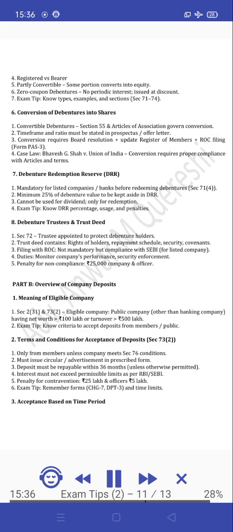Issued at discount. 7. Exam tip. No types, examples, and section Sec 71. 74. 6. Conversion of debentures into shares.